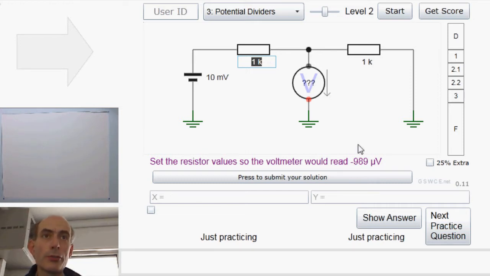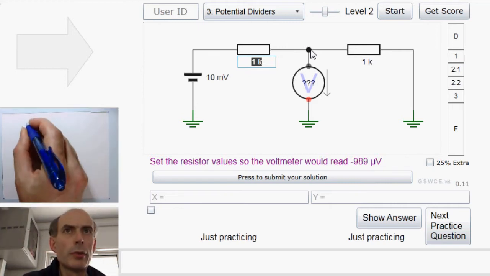The fact that it's minus doesn't really cause a problem since the voltmeter is this way round. It's measuring this voltage here above that voltage there. So a reading of minus 989 microvolts would mean that this point up here needs to be plus 989 microvolts.